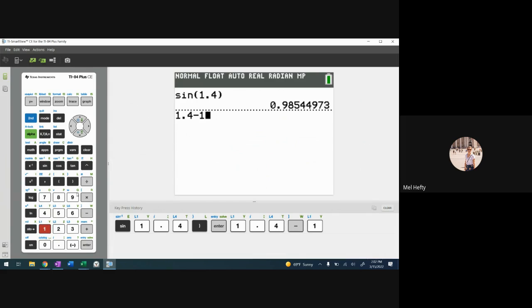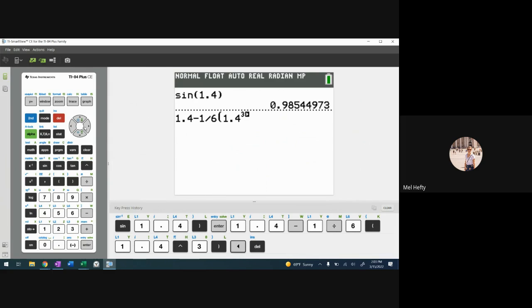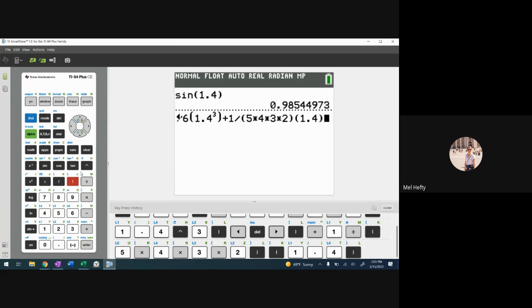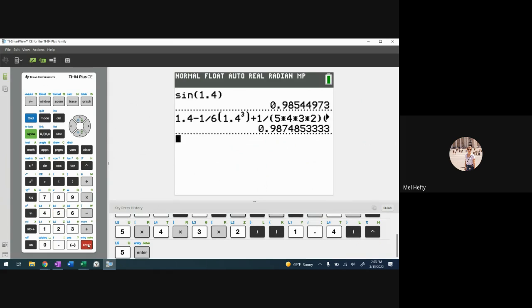So 1.4 minus 1 divided by, I'm going to do 3 factorial is 6, 1.4 cubed. Oh, goodness gracious. I hate the TI calculators. Desmos always. Anyone know what 5 factorial is off the top of their head? All right, if you don't know, 5 times 4 times 3, it is 120 times 2. And then we're going to do 1.4 to the fifth. All right, did I do a relatively good job?